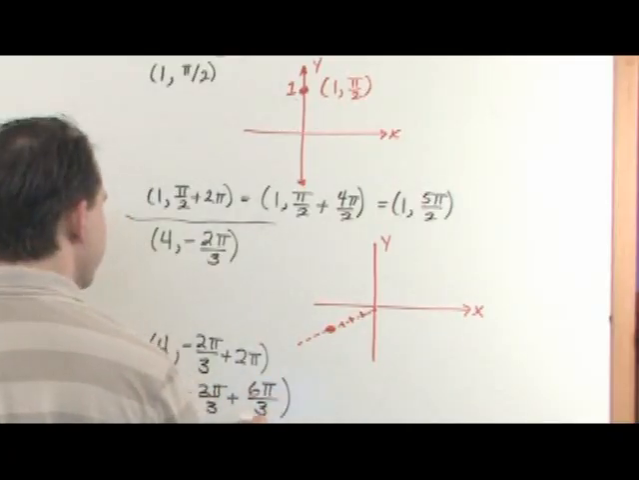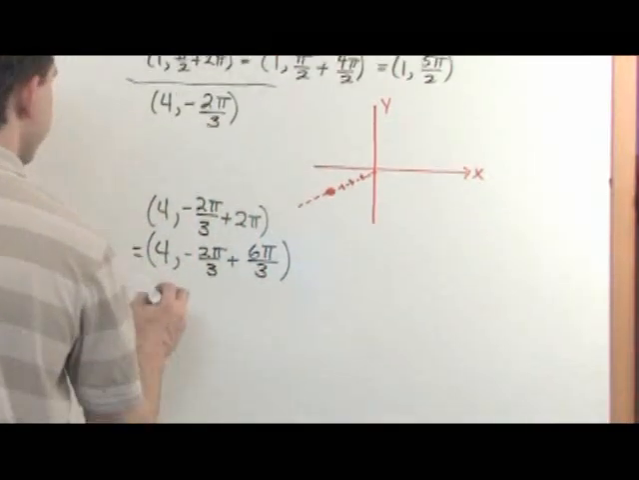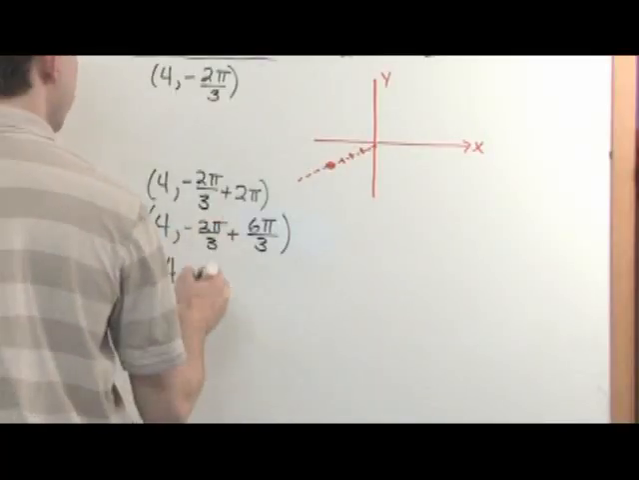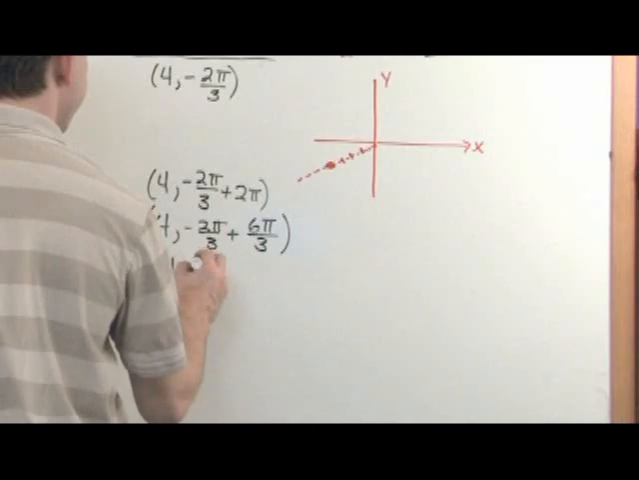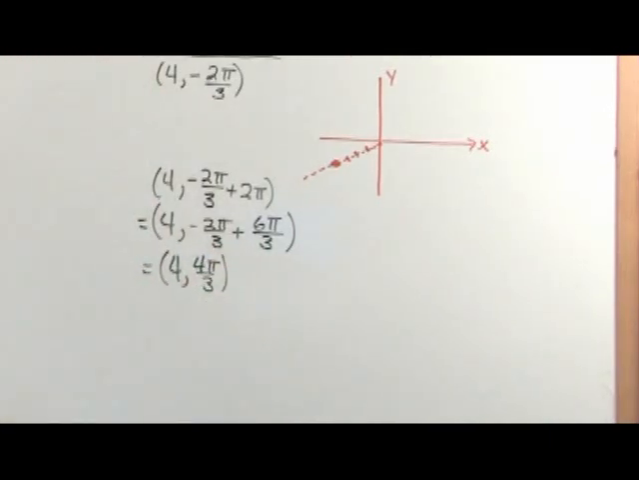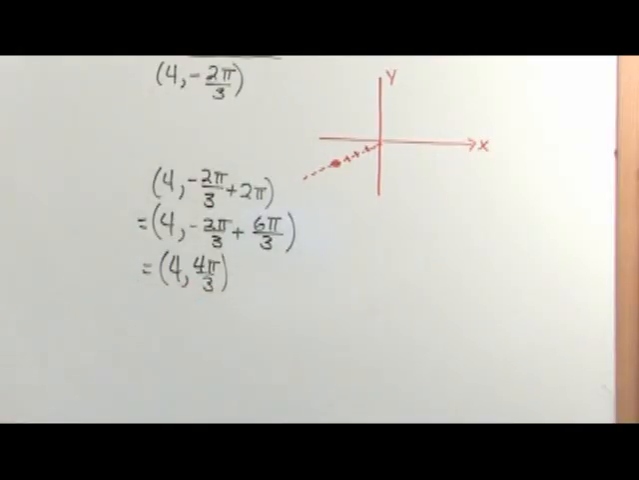So I write it with a 6 pi over 3, which if you do this division is equal to 2 pi. I just wrote it that way so I could have this common denominator. And so the final answer would be 4 comma negative 2 pi over 3 plus 6 pi over 3, which is going to give you 4 pi over 3. So the answer would be 4 comma 4 pi over 3, which is the equivalent form of this. So these are representing the same point.